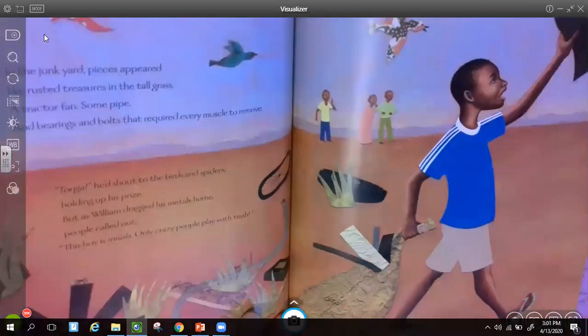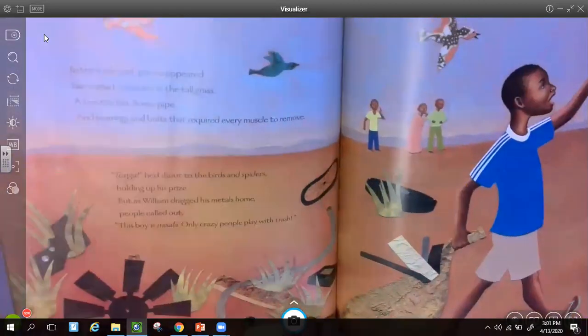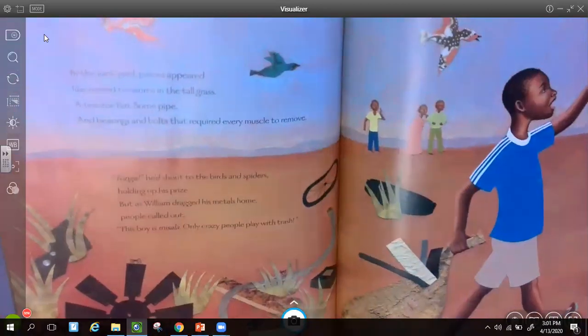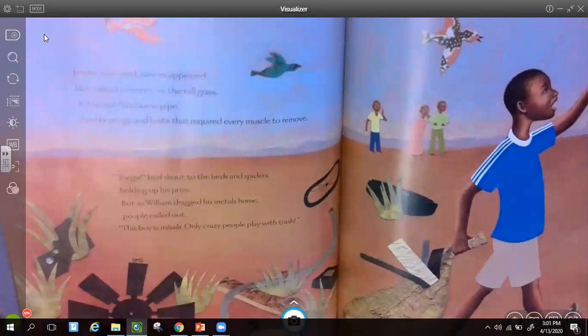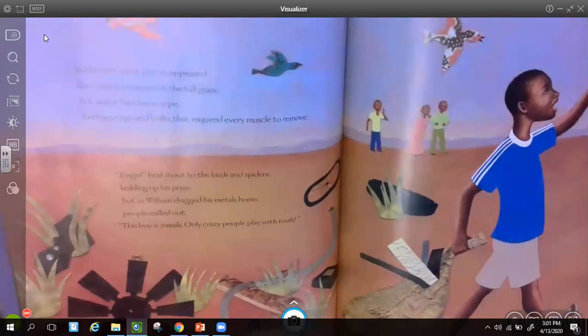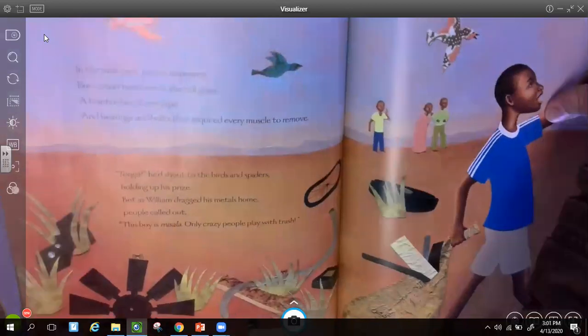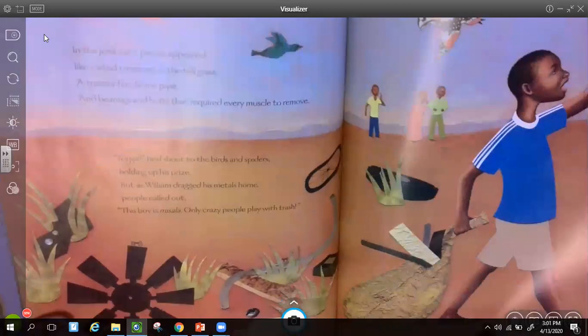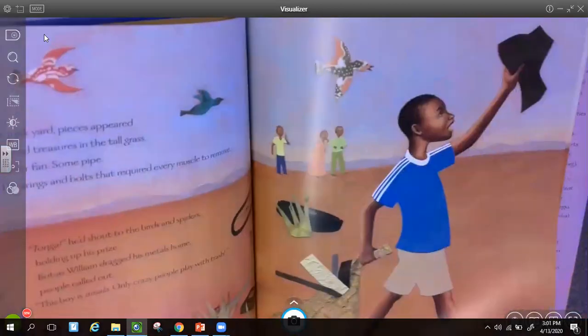Okay, so hopefully you're thinking of the gist of these pages here. All of a sudden, William is collecting junk from everywhere. He goes to the junkyard and he collects tractor fans and pipes. He's just collecting everything he sees. And everyone around him is kind of making fun of him, calling him crazy. Like, what is he doing? What does he need that trash for?